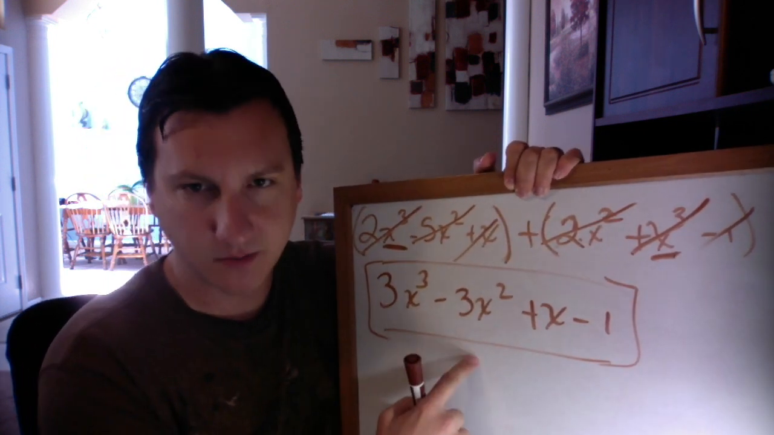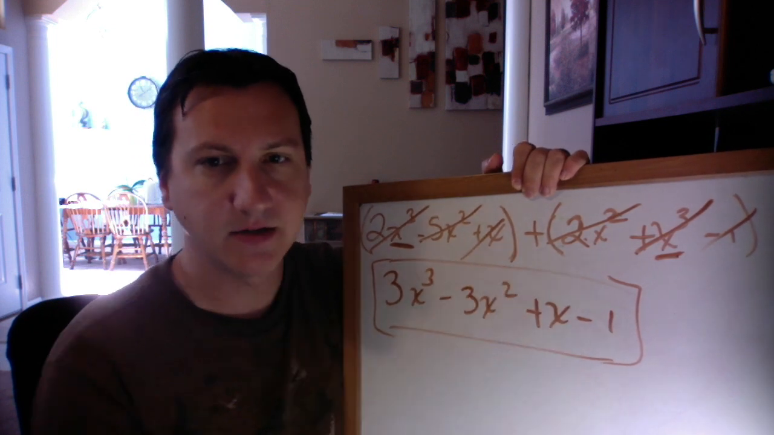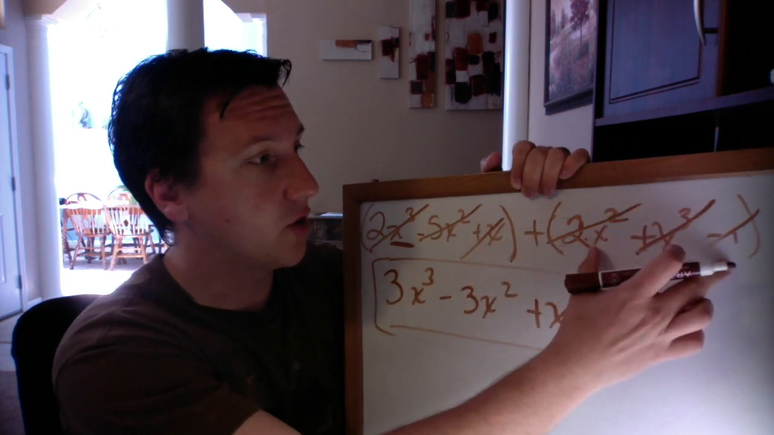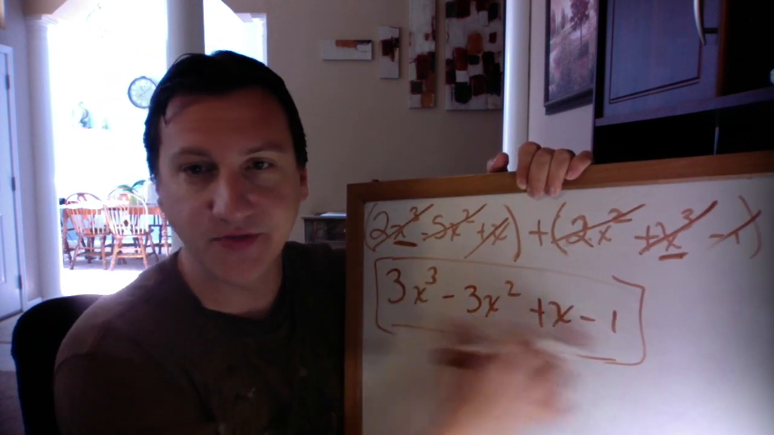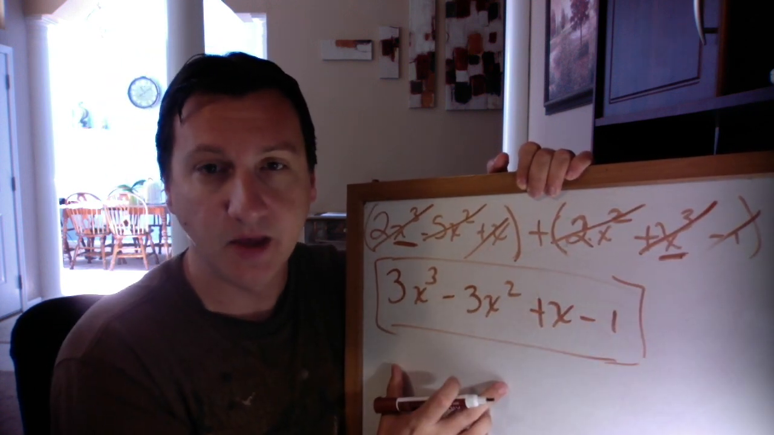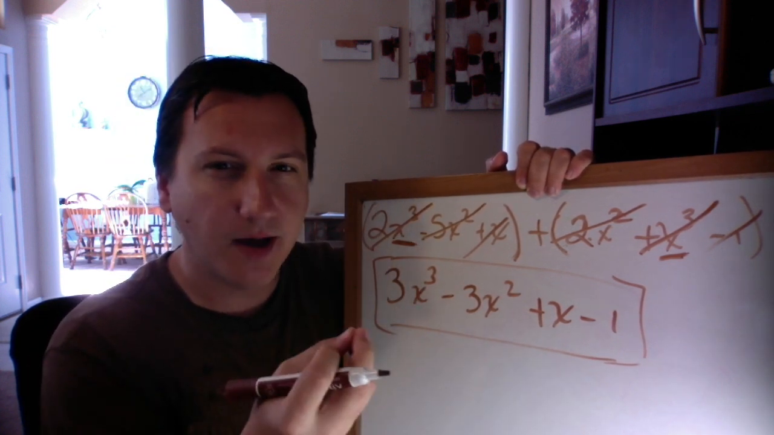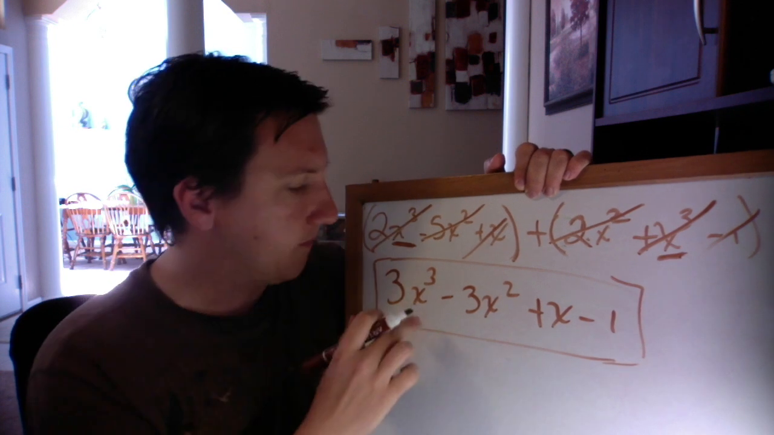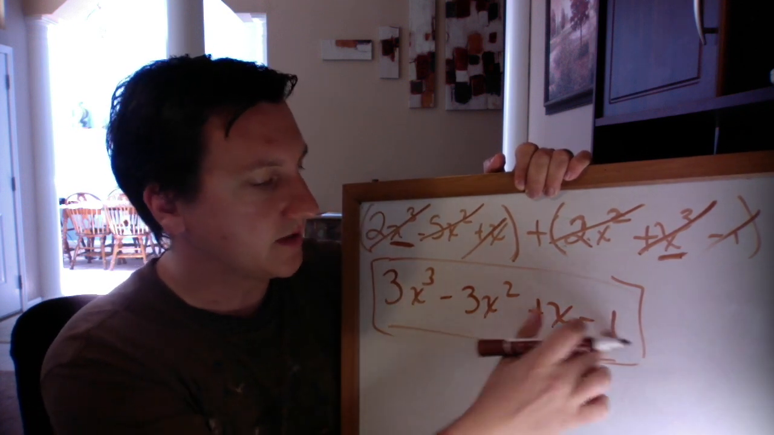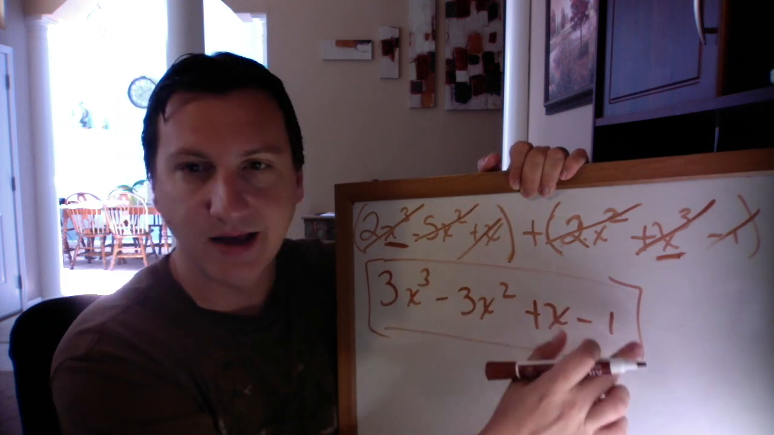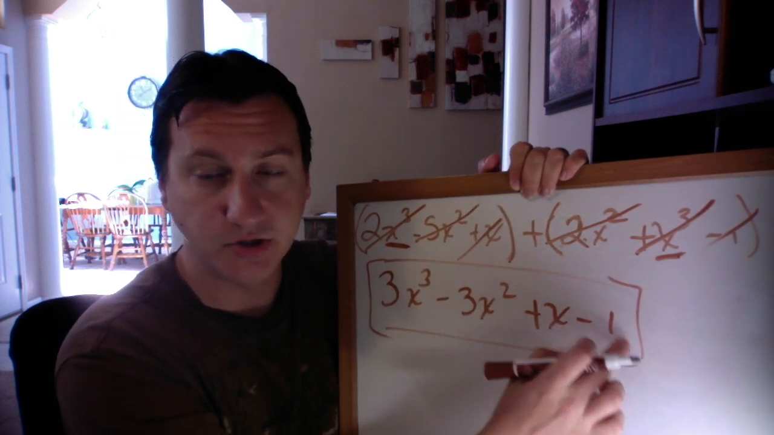3x cubed minus 3x squared plus x minus 1. That's it. I just added this polynomial to this polynomial by combining like terms, and this is as simplified as it gets. And I know it's as simplified as possible, or the most basic form, because none of my terms are the same. I have an x cubed, an x squared, an x, and then nothing, just the coefficient.